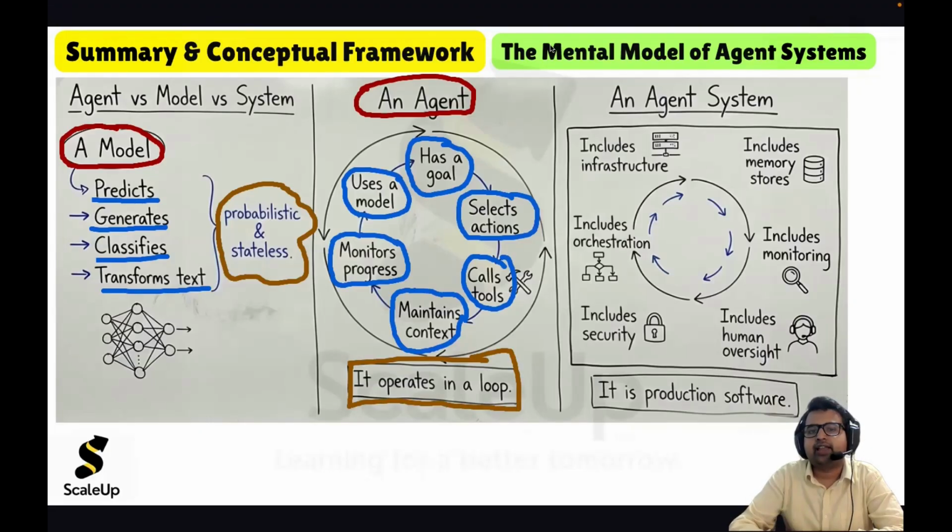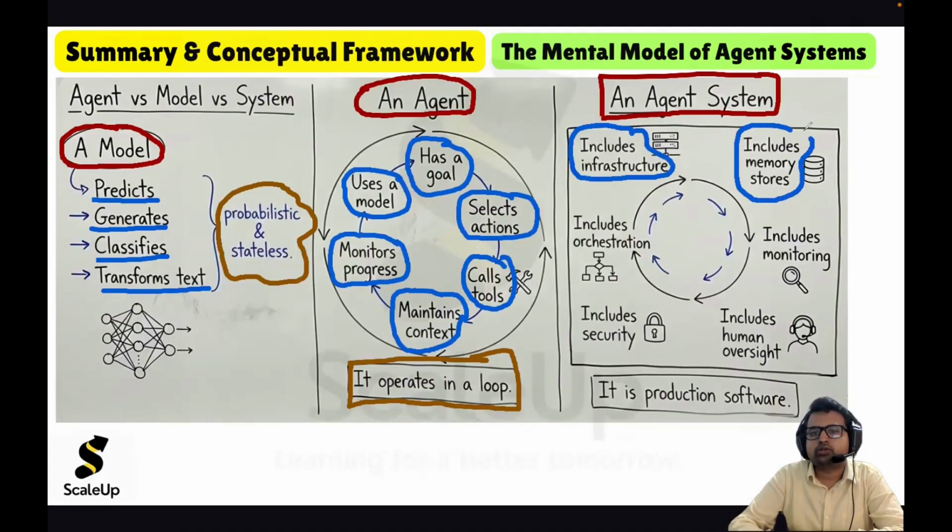Now we'll discuss the agent system. An agent system includes infrastructure. It includes memory stores. This is very interesting. So in an agent system, we will have the model.